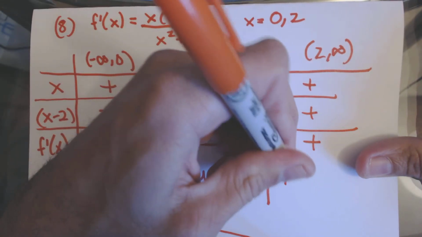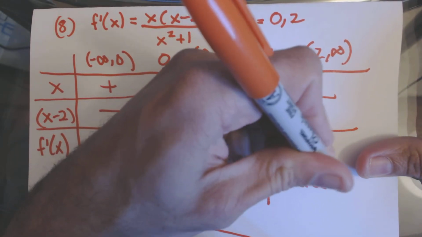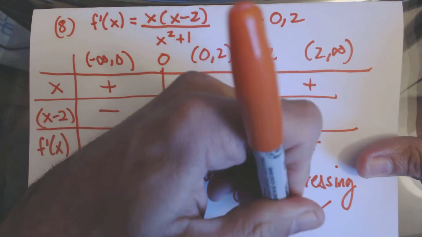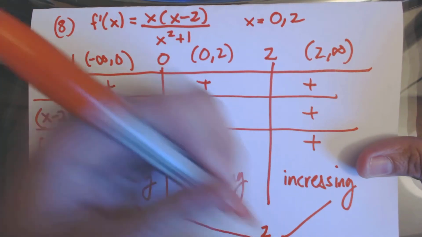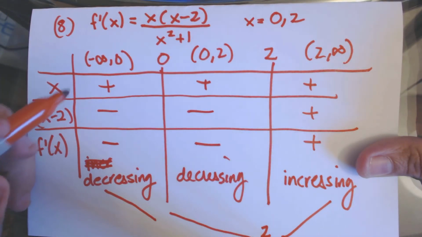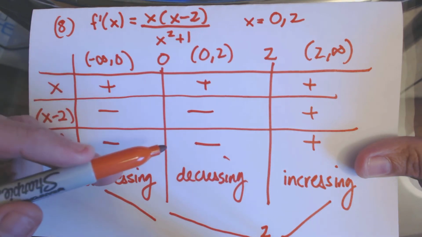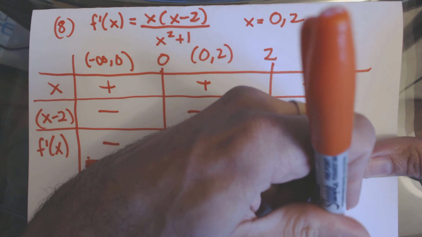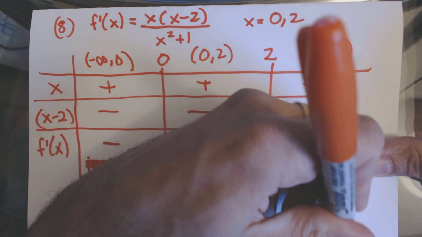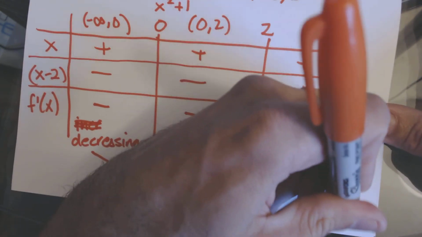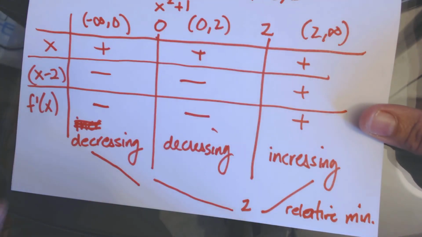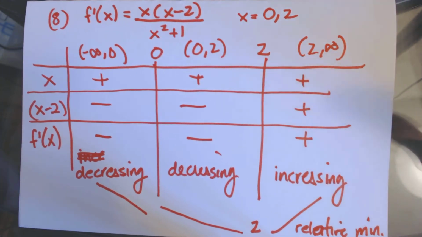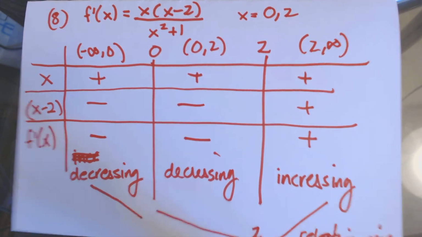That means the function is increasing on that interval, and thus 2 is a relative minima, because to the left of it, it's decreasing, and to the right of it, it's increasing. So we have 2 as a relative min. Just call it a relative min. And that's it. That is the end of problem number 8.